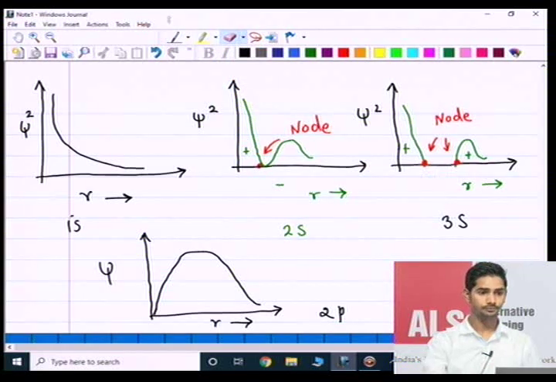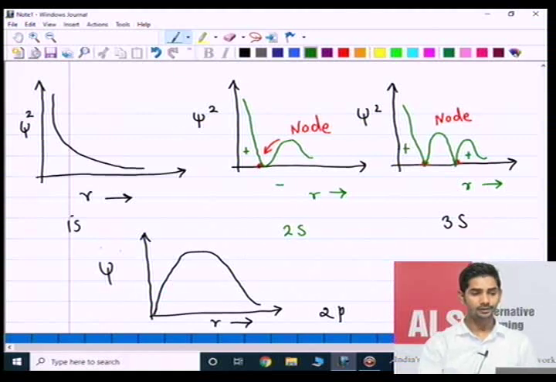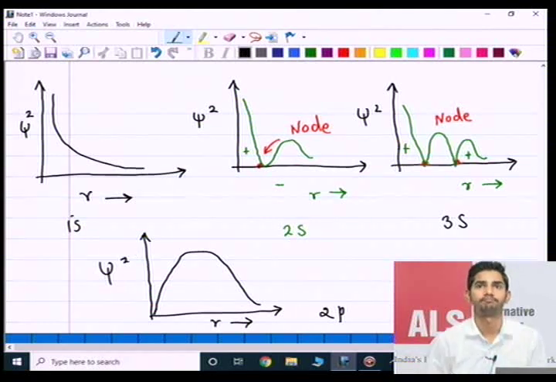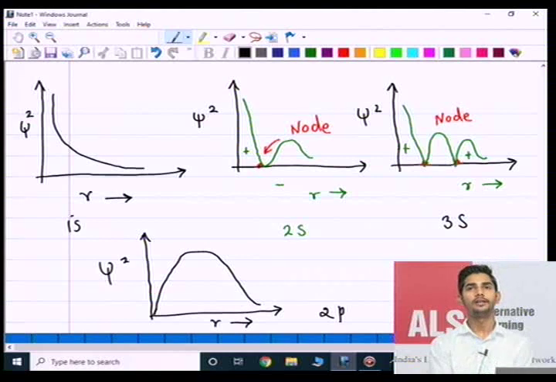Please, you have to draw all these shapes again. See, again you find the two nodes. Again, in case of 2p, there is no change. It will remain positive. Understood? Clear? Any confusion or doubt?